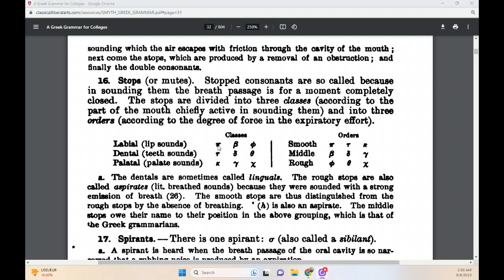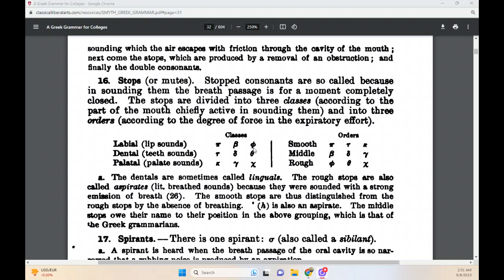Now notice, these are together here because P is the basic labial sound, as I explained before. Beta is a P with voice, and phi is a P with aspiration or breath. Tau is the basic dental consonant. Tau with voice makes delta. Tau with aspiration makes theta. Kappa is the basic palatal sound. Kappa plus voice makes gamma, and kappa plus breath makes chi.